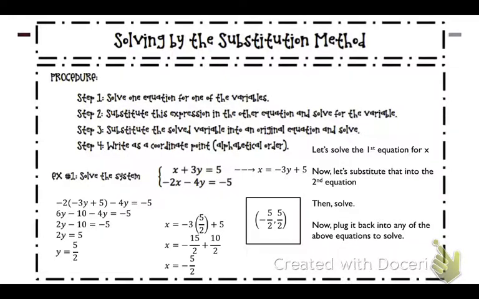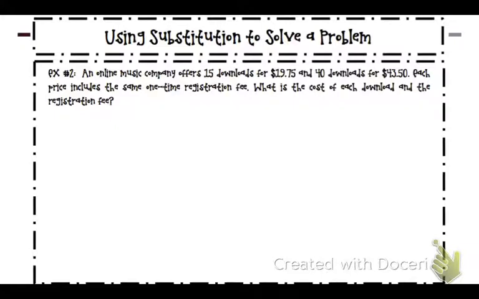Let's look at this word problem. An online music company offers 15 downloads for $19.75 and 40 downloads for $43.50. Each price includes the same one-time registration fee. We need to find the cost of each download and the registration fee. So I'm just going to write this out. 15 downloads and registration fee is $19.75, and 40 downloads and registration fee is $43.50.